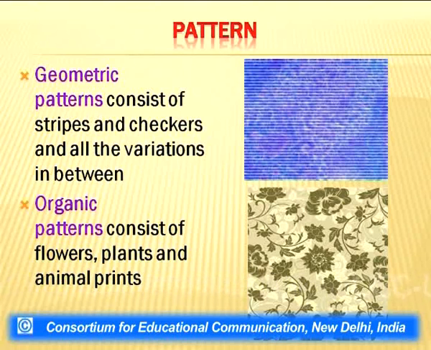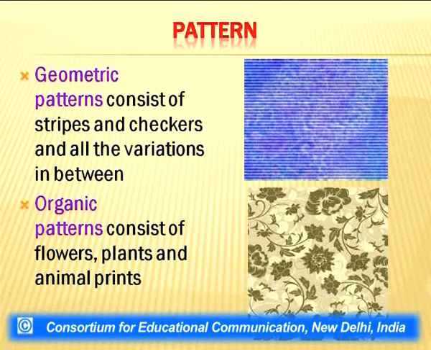A horizontal and a diagonal line will create another kind of pattern. Or two diagonal lines in opposite direction will create another kind of geometric pattern. Or if I take checkers, various checkers will again create another kind of pattern. So all these patterns that are created are called geometric patterns. Now another kind of pattern we have is organic patterns. Now what are organic patterns? Organic patterns consist of flowers, plants and animal prints.